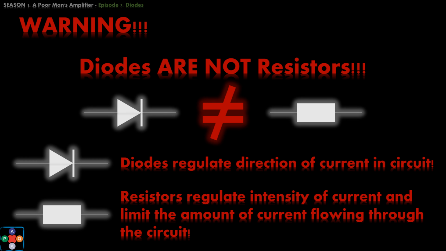We repeat again, diodes are not resistors. Diodes regulate the direction, not the intensity of current in the circuit, nor do they limit the amount of current in the circuit.